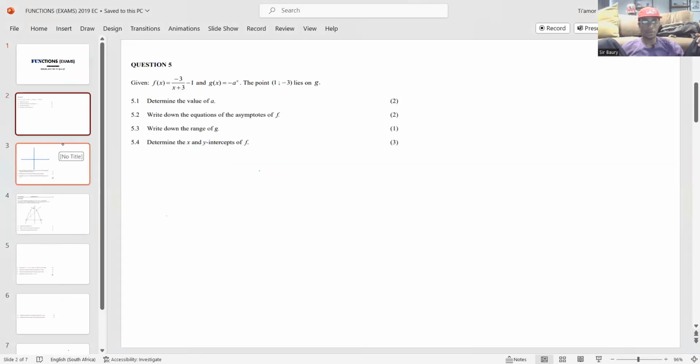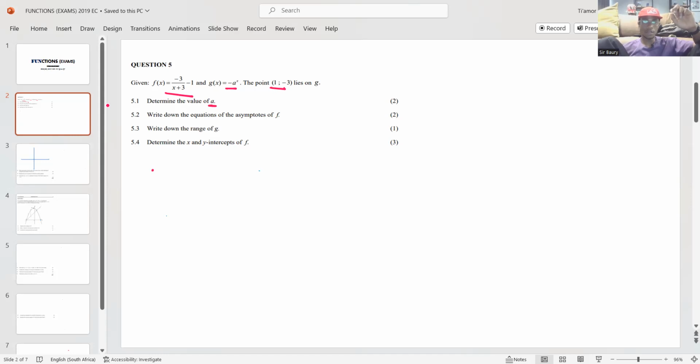So looking at the first one, you're given a hyperbola and an exponential. You're also given a point, and then okay, first question is to get the value of a.